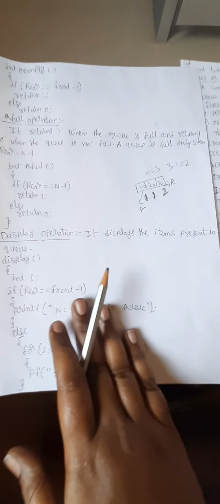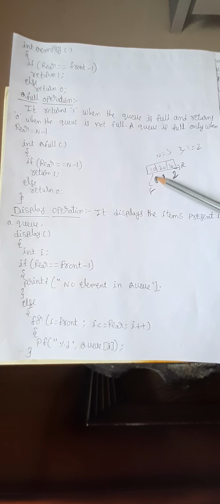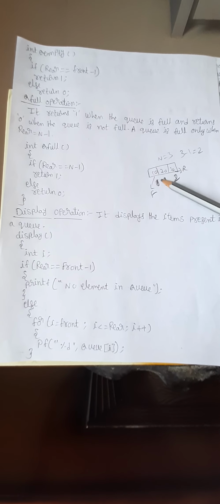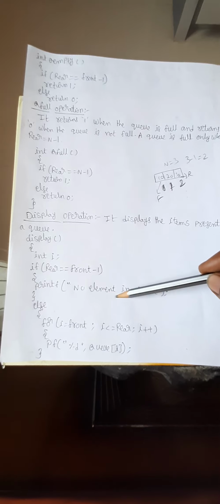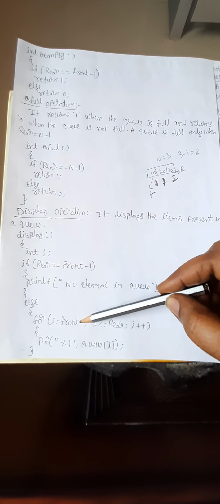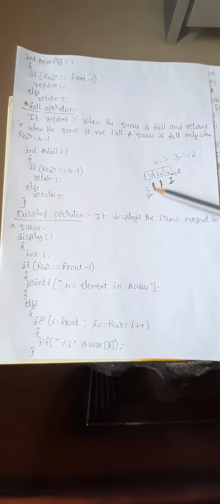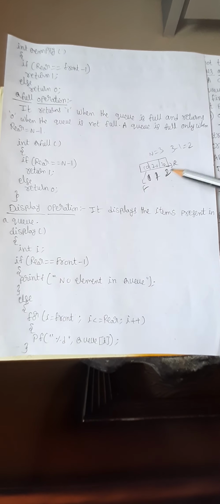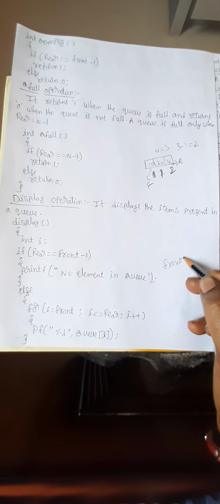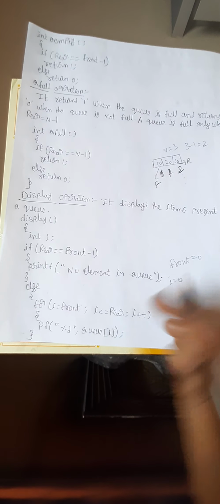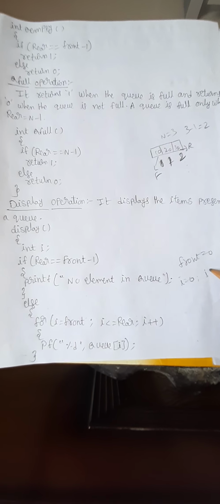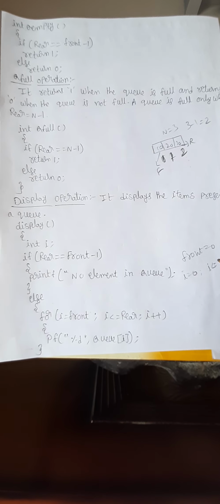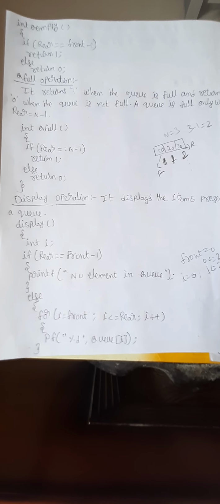After displaying all the elements from the queue, it is going to display the front element as well as the rear element. I'll take this example itself. Here I have entered only 3 elements, and we have to display all 3. For i equals front, what is front? i equals 0. i less than or equal to rear, and rear is 2. So first i equals 0, and the condition 0 less than or equal to 2 is checked.